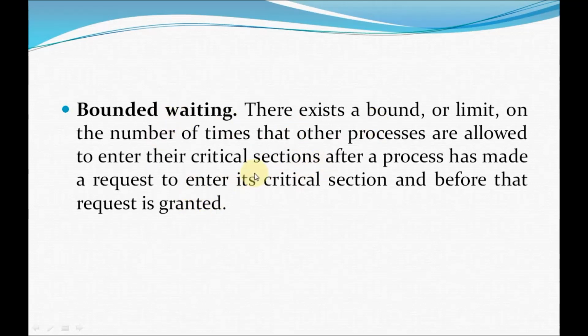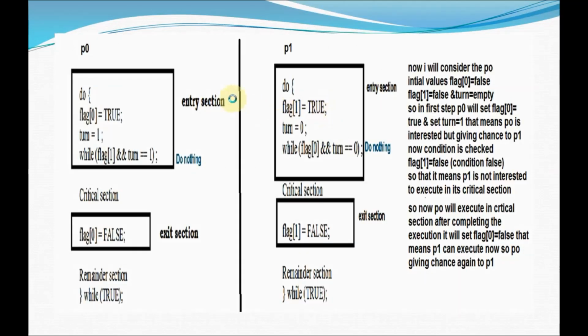If I allow only one process to execute in its critical section all the time, what happens? Some process may wait for an indefinite amount of time. They won't get any chance, right? That is the problem. That's why I have to give equal chance to all the processes. See how it is going to be done.